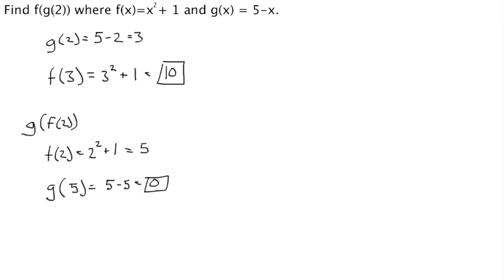These are meant to be very quick problems so long as you understand what to do. We're always going to have fairly straightforward functions, and generally nice values that work out here. It's just a matter of plugging this number into the inside function and then taking that resulting number and plugging it into the outside function. It's always going to be a simple two-step process.